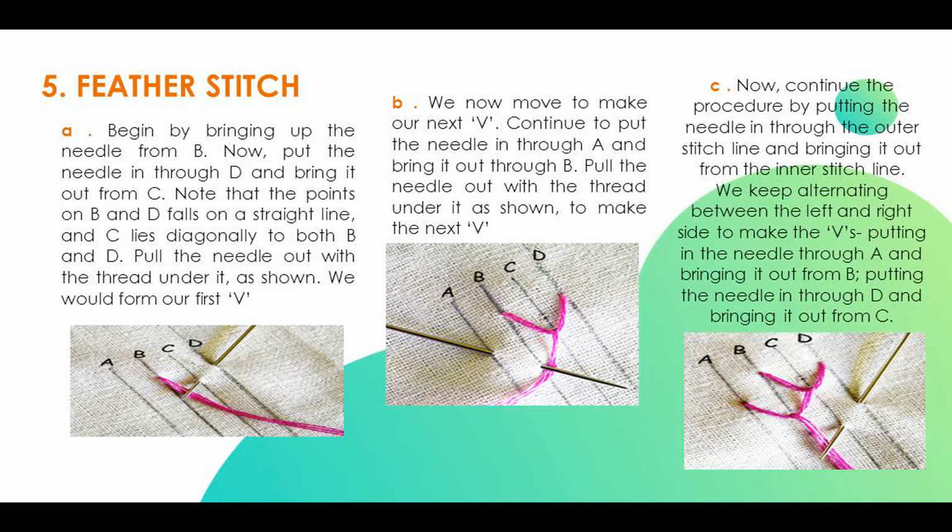B. We now move to make our next V. Continue to put the needle in through A and bring it out through B. Pull the needle out with a thread under it as shown, to make the next V.